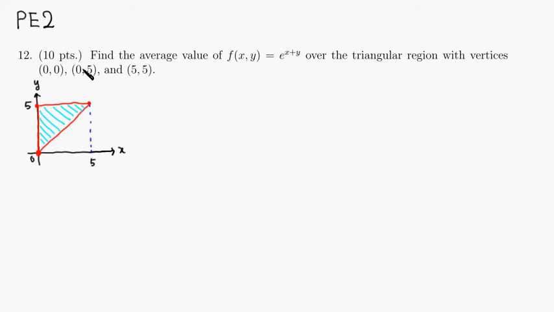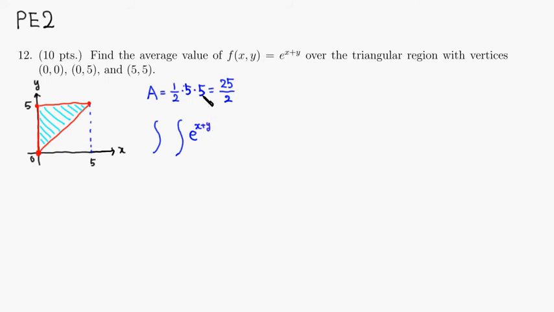Since area is fairly easy to find, let's go ahead and find the area. This is a triangular region, so it's going to be 1/2 base times height. Base is 5 and height is 5, so 1/2 times 5 times 5, which is 25 over 2. Then we have to do a double integral over this triangular region of the function e to the x plus y.